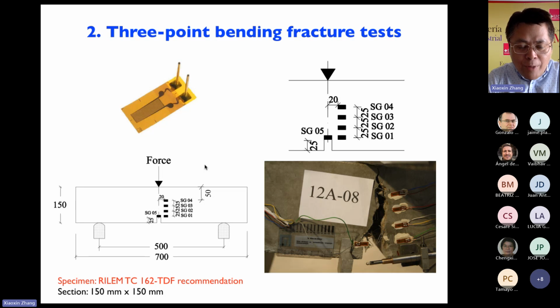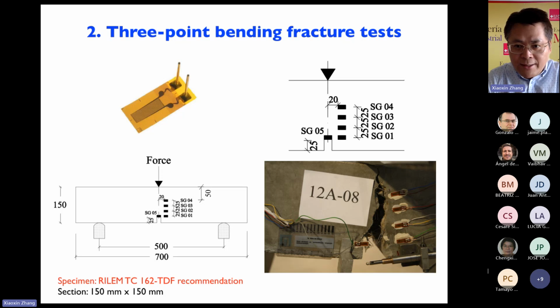So we bonded 5 strain gauges on the surface of the specimen. In the right figure, SG01, SG02, SG03, SG04. And also the 5th strain gauge, SG05, we bonded exactly at the notch tip of the beam. Why? We want to use this strain gauge to get the strain rate of the test.